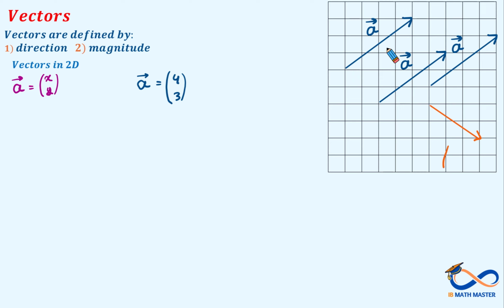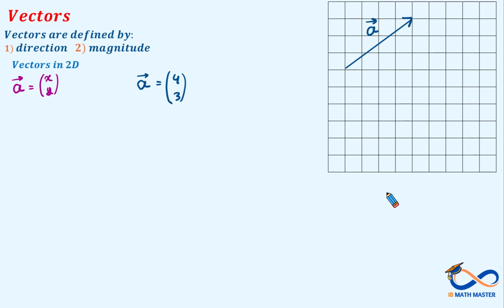Now here we have other vectors like this. For example, for this vector we have 3 units horizontally, so x is equal to 3, and 2 units vertically but downward, so y here is negative 2. Another example: for this vector, we have 4 units to the left in x, so x is negative 4, because it's to the left, not right. And 2 units downward, so y would be negative 2.